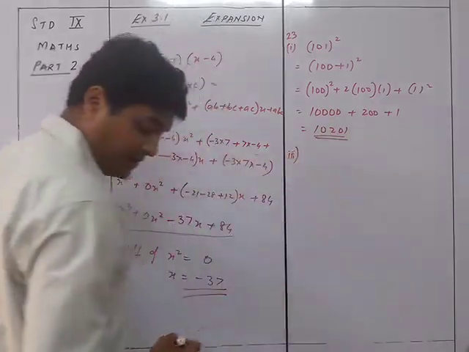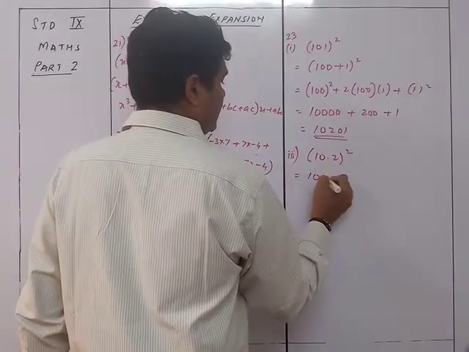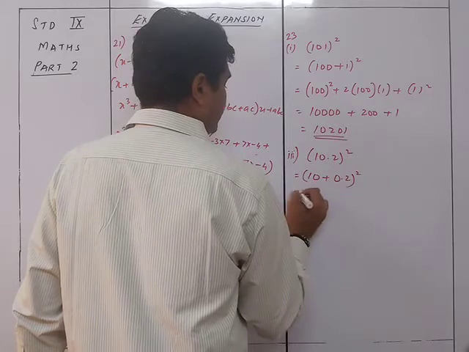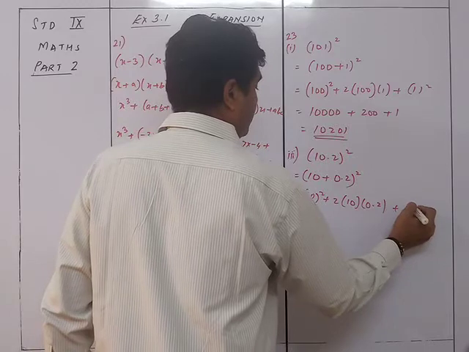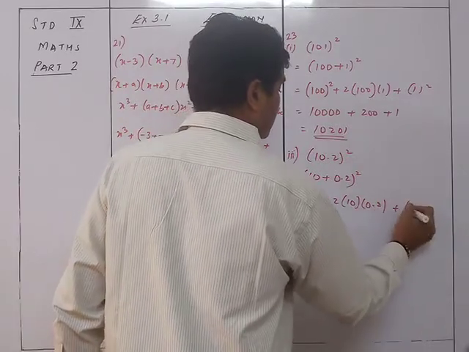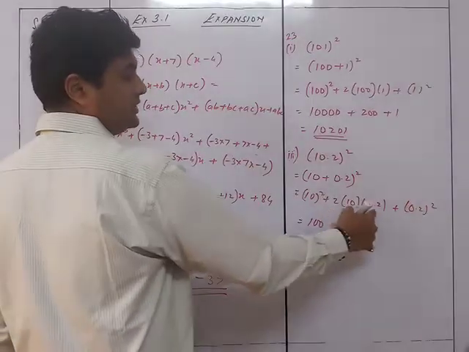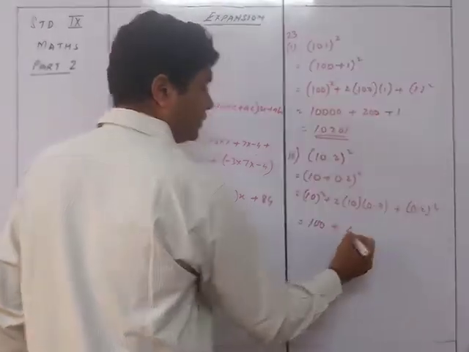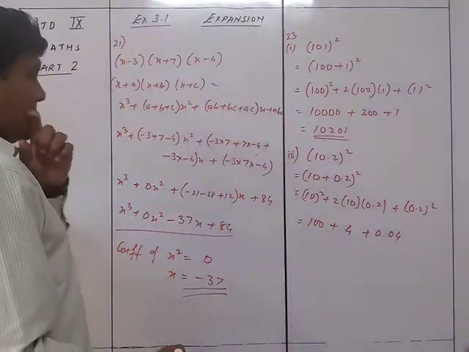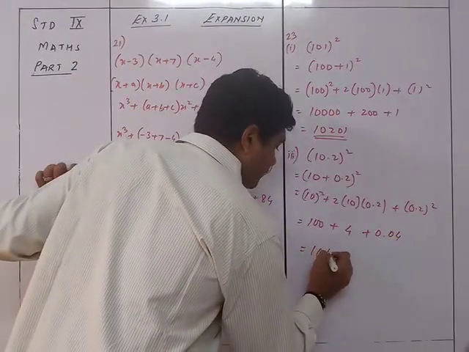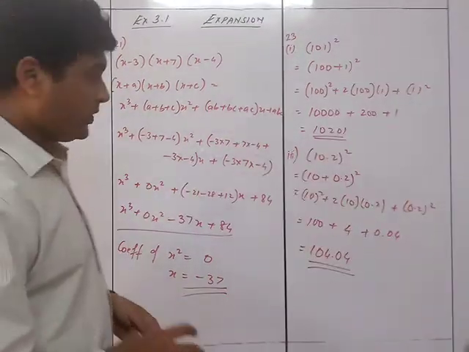We move on to the third sum, 10.2 the whole square. So that will be 10 plus 0.2 the whole square, which is 10 square plus 2 into 10 into 0.2 plus 0.2 the whole square. So that will be 100 plus 4 plus 0.04. So that will be 104.04 as the answer to the question. So that was sum number 23.